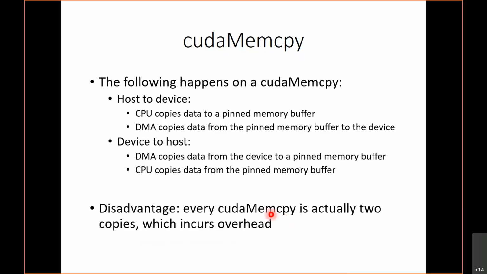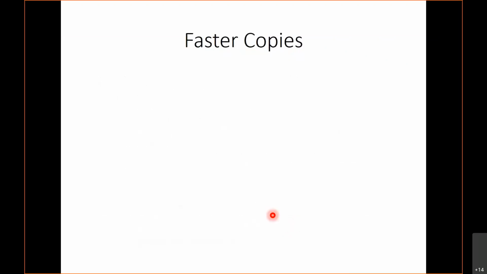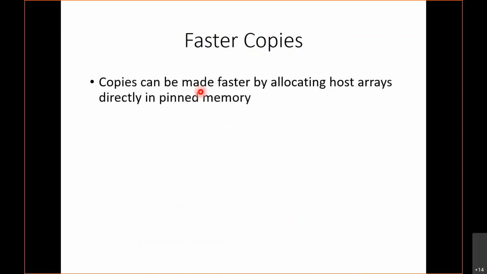Okay, so what we would like to do is make our copies faster. To do that, we can allocate our host arrays directly in pinned memory, rather than in regular memory. So we can make the copies faster by allocating host arrays directly in pinned memory, and CUDA gives us an API to do that.